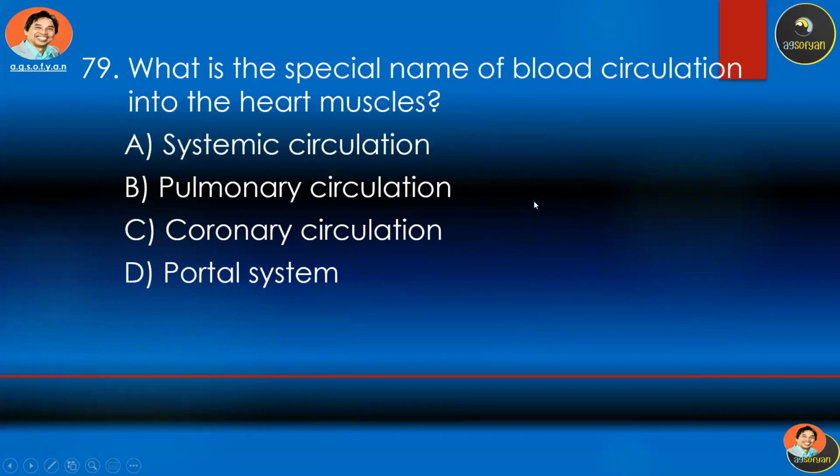What's the special name of blood circulation into the heart muscle? It has a special name. It's called coronary circulation. So the blood that circulates in our heart muscle is called the coronary circulation. It starts from the coronary arteries and then enters into the right atrium as the coronary sinus.